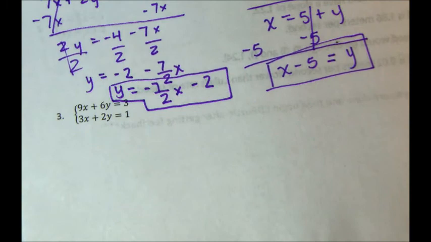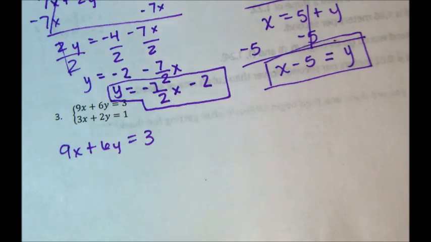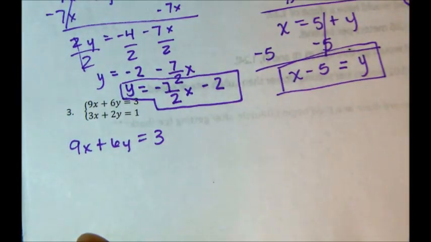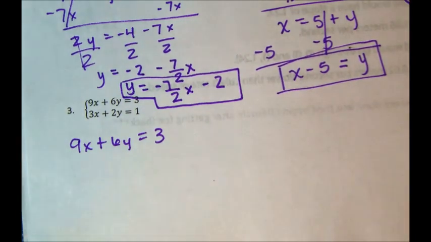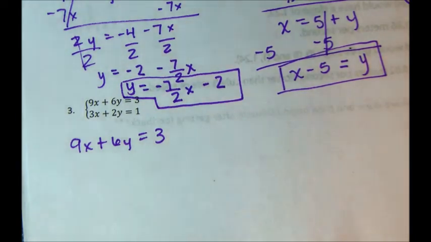Let's take a look at number 3. Both of my equations are in standard form. I want them both in slope-intercept form. I'm going to pull out 9x plus 6y equals 3, and my goal is to isolate the y variable. Go ahead and do that work.